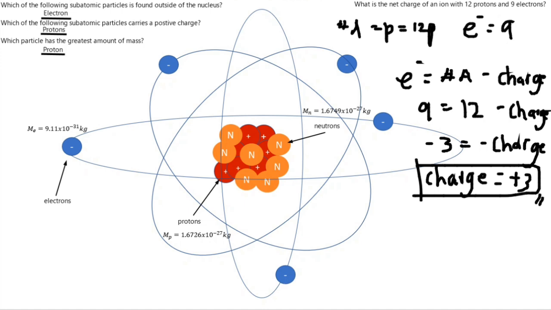I hope you have learned something about the basic structure of an atom. It is composed of electrons, protons, and neutrons, where protons and neutrons are inside, and when combined, they are called the nucleus. And that's it for this video.